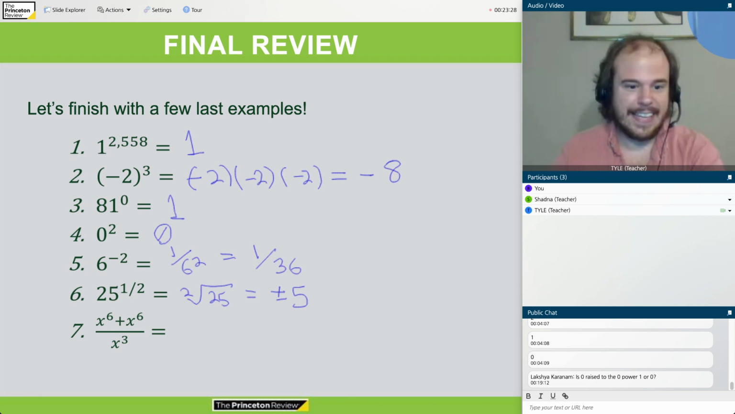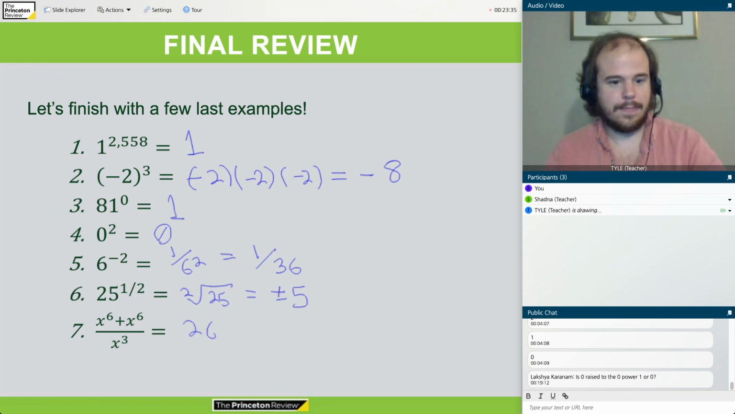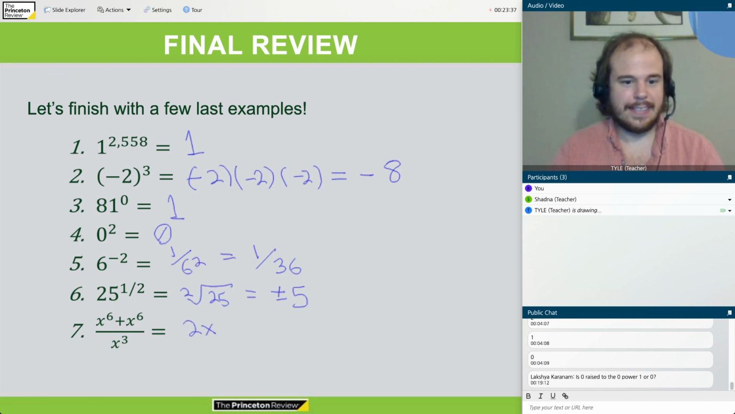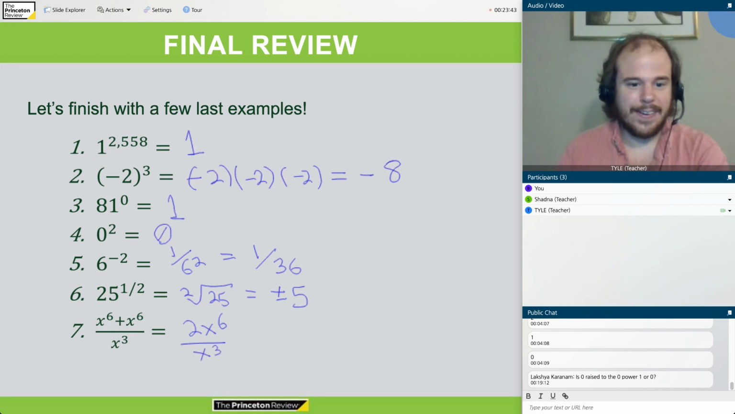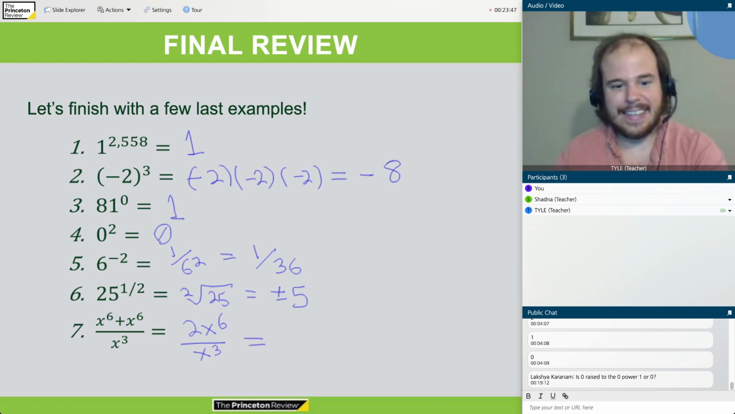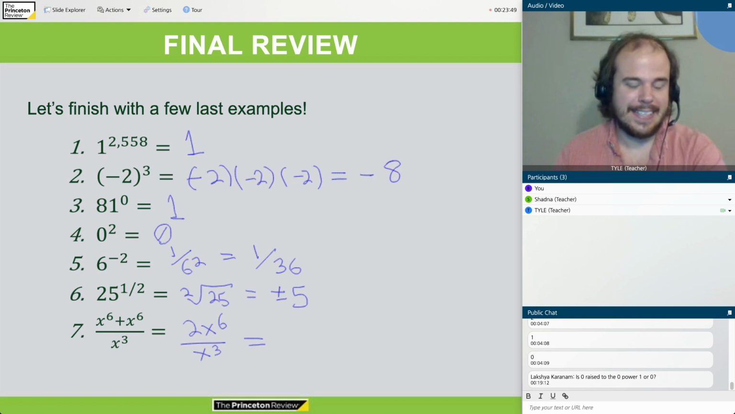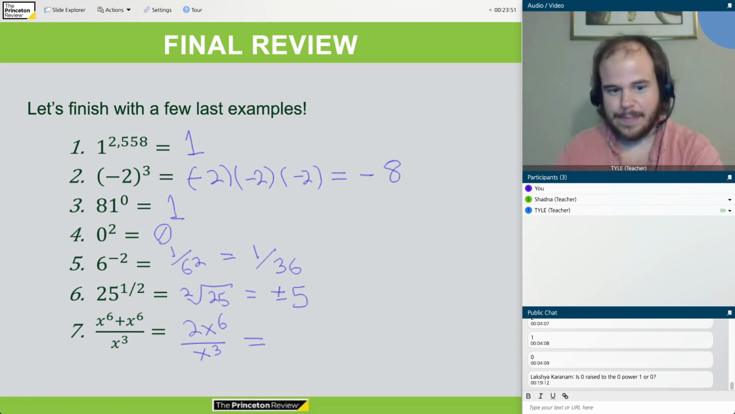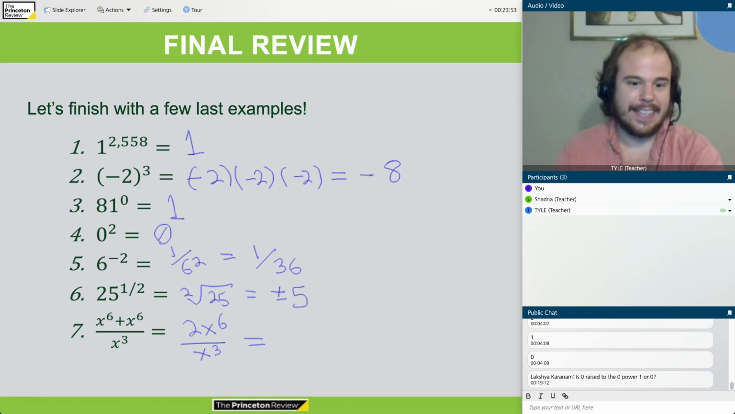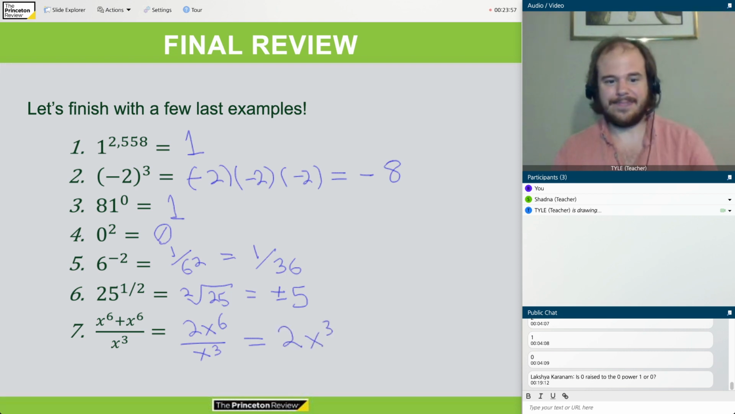Finally, x to the 6th plus x to the 6th. The top part is 2x to the 6th divided by x to the 3rd. And now that I've added the two expressions in the numerator together, I can simplify using the division rule for exponents. Remember, when we divide two expressions with exponents, we subtract the exponents. So this is 2x to the 3rd.